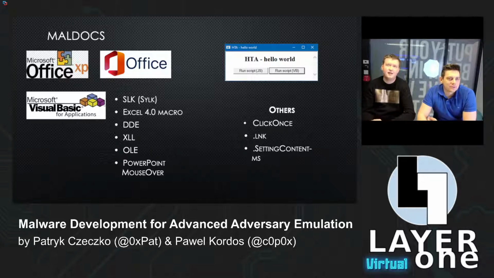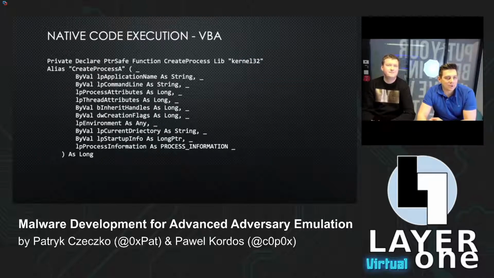All right. Anyway, let's go further. So, about native code execution in those malicious documents. For example, in VBA, we can just import Windows API functions. This is an example of the CreateProcess function, and that's it. We can import those functions and, for example, inject shellcode, allocate memory, and execute stuff directly from a Visual Basic macro in Word or Excel.